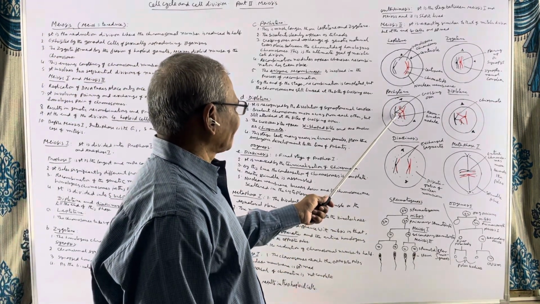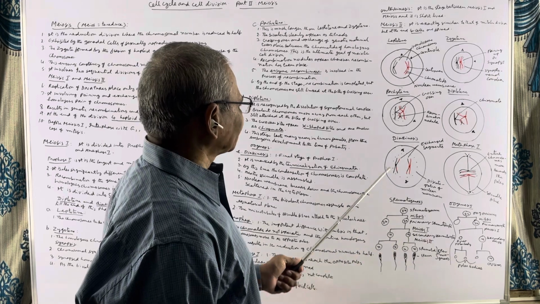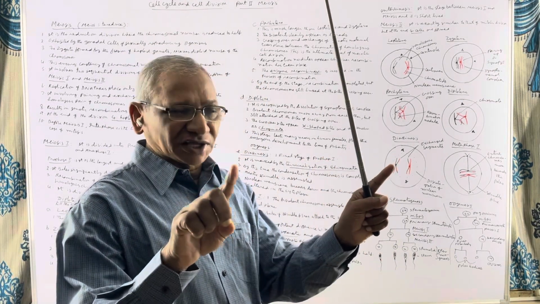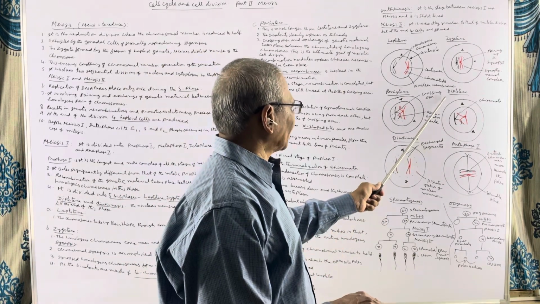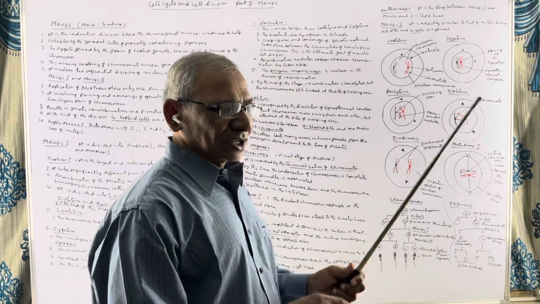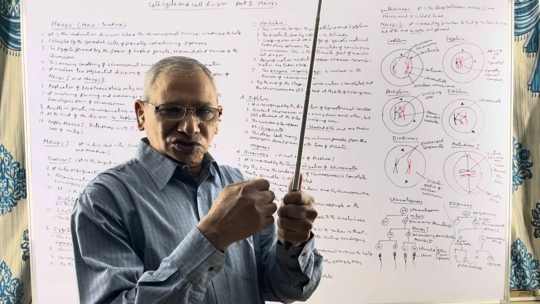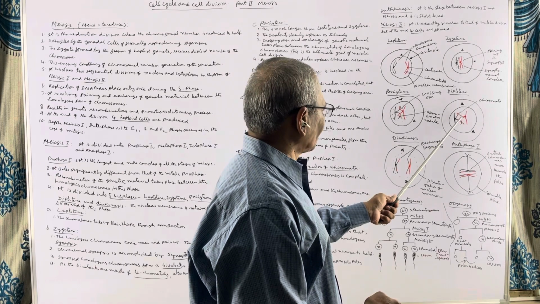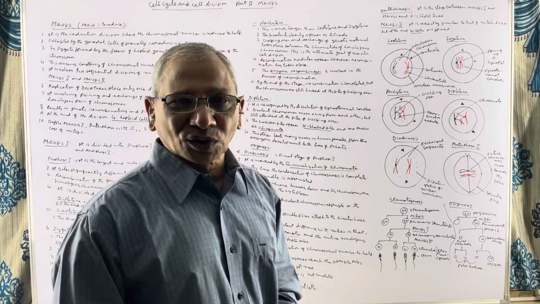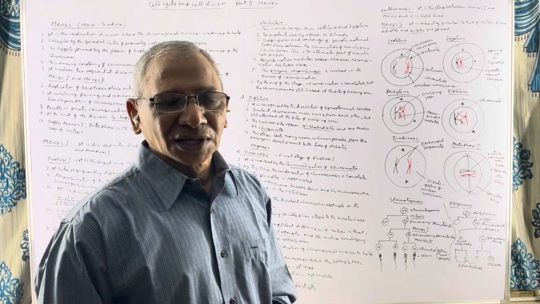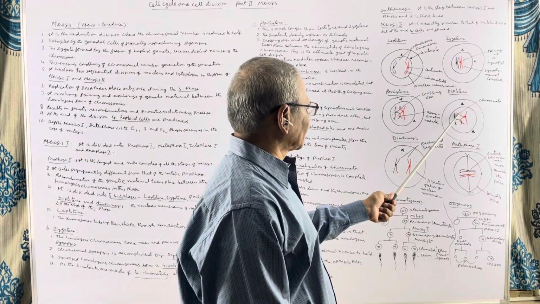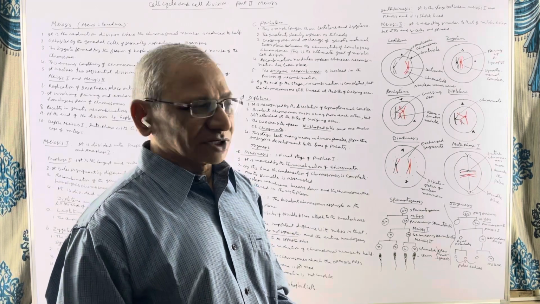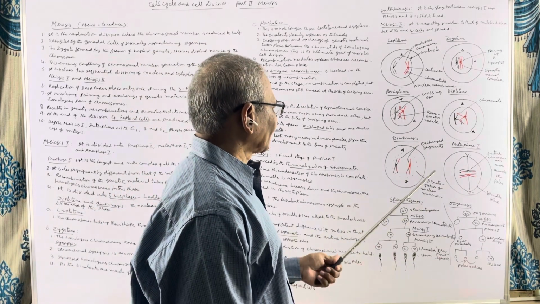Then after the crossing over, what happens? The homologous chromosomes try to get separated from each other. It happens during diplotene stage. The homologous chromosomes get separated, but still they are attached at the points where the crossing over has taken place. These crossing over places are known as chiasmata. They are X-shaped in structure and they are known as chiasmata.